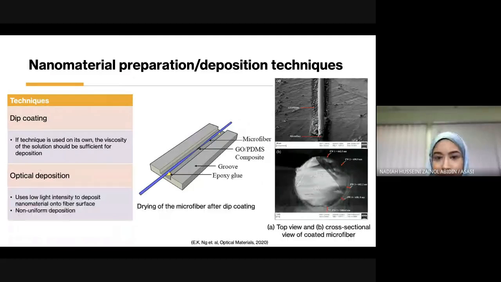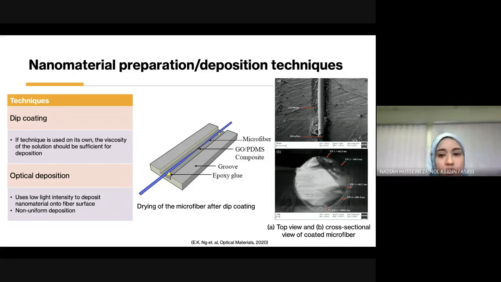Next one is dip coating and optical deposition. Dip coating is typically used with optical deposition. Dip coating is what it means: just dip it into a solution of nanomaterials. You inject light, and the light that propagates in the optical fiber interacts with the nanomaterial in the solution, and the nanomaterial sticks onto your fiber.